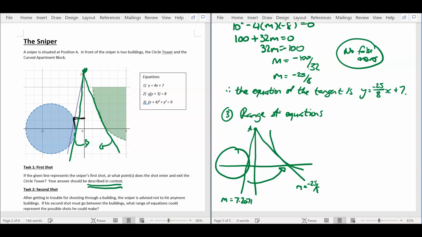So it is going to be anything greater or steeper than this number here. So anything greater than 7.2071. Just a reminder, it is not equal to, because the tangent would have hit the building. And it's also going to be anything in this range here, when the negative line is going to be steeper. So also anything less than negative 25/8.